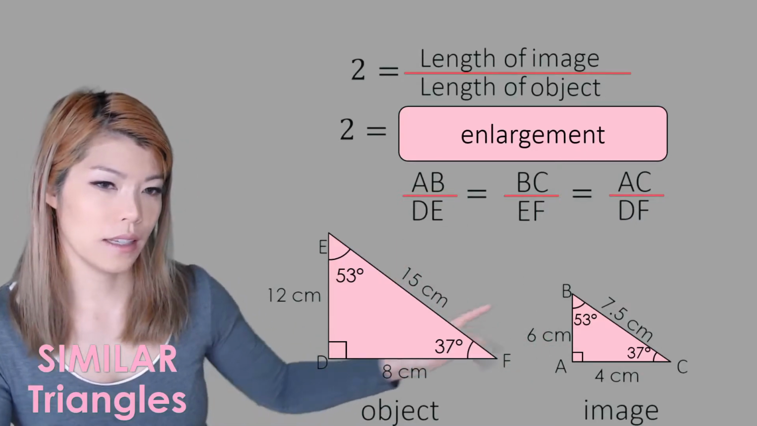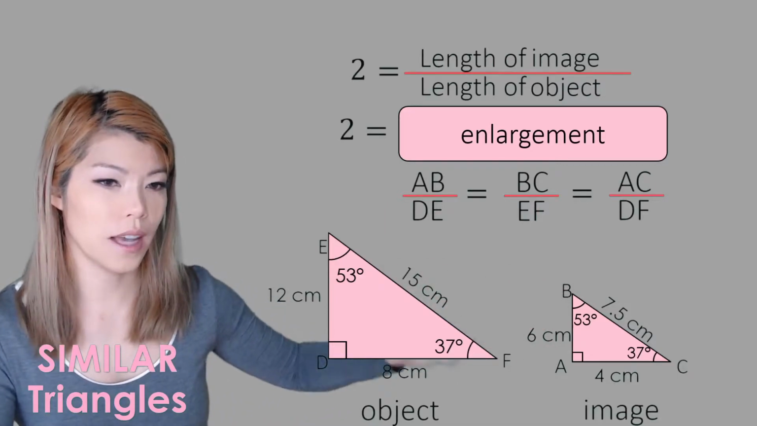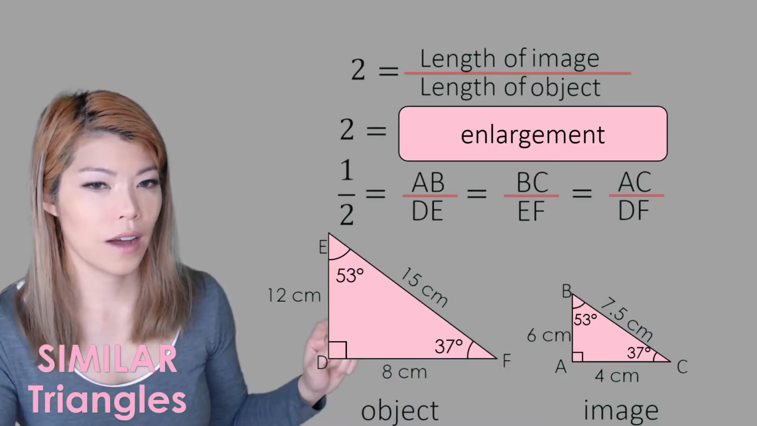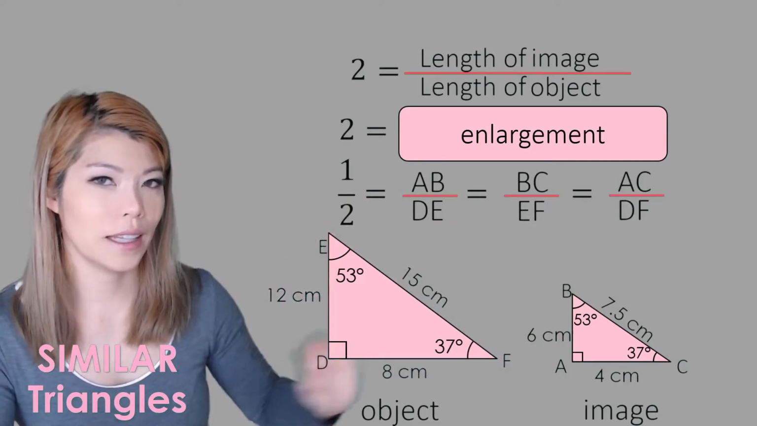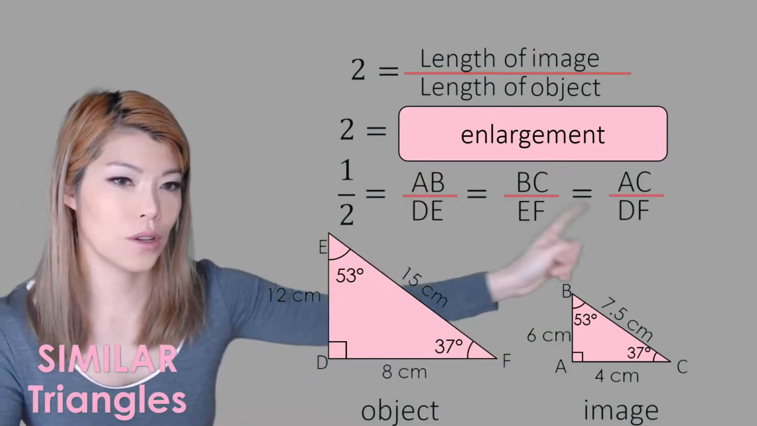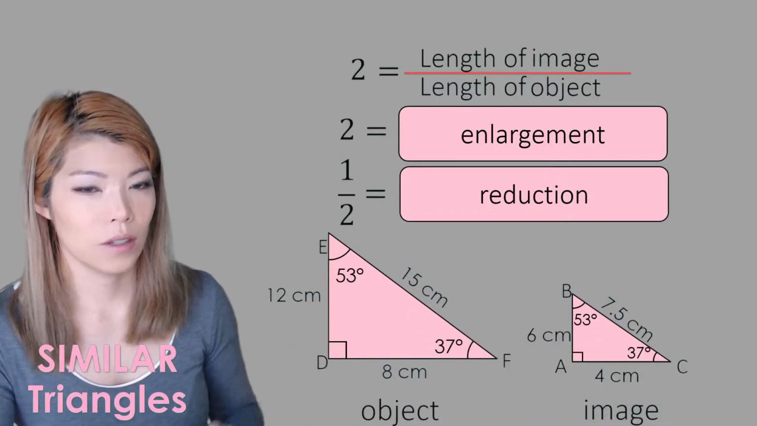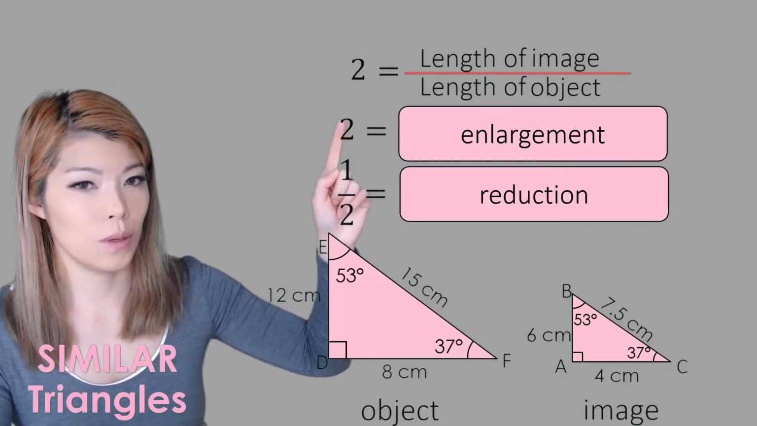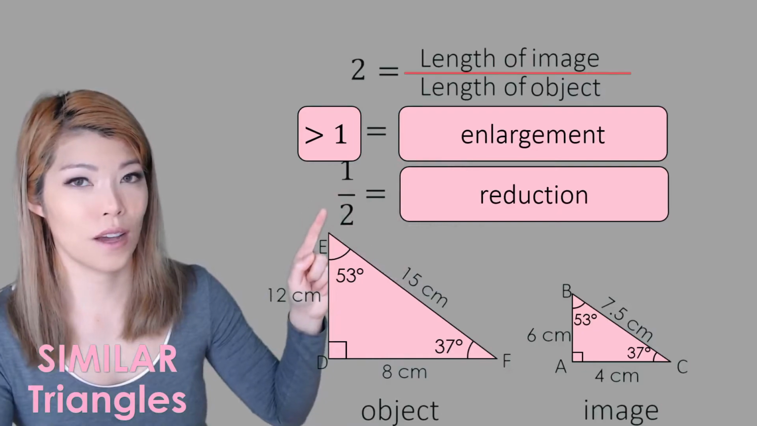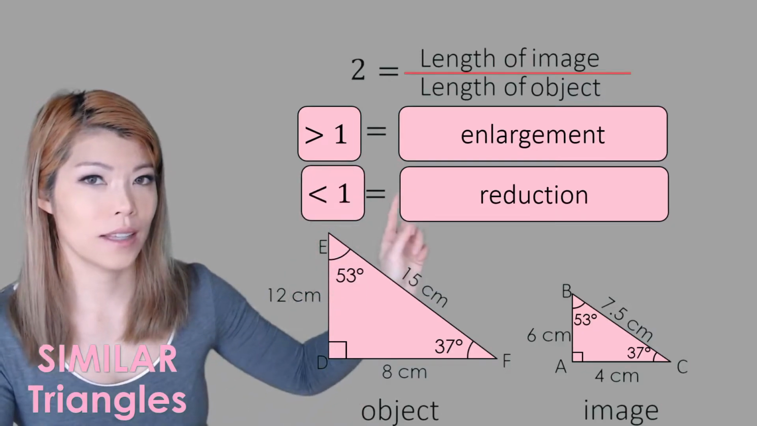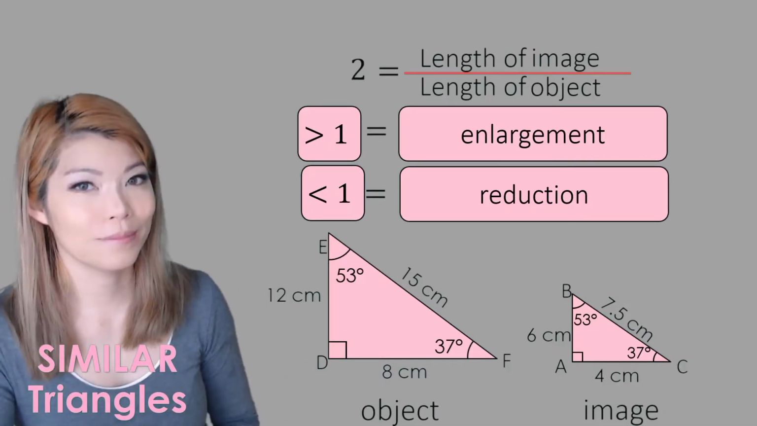And what do we get? 6 over 12 is half, 7.5 over 15 is half, 4 over 8 is half. So now, when we go smaller, our scale factor is half. And they're still similar because these ratios are all the same. So we have a reduction, smaller. So whenever we see the scale factor to be more than 1, we can say that it's getting bigger. Whenever we see the scale factor is less than 1, we can see that it's getting smaller. You might want to take a note of that.